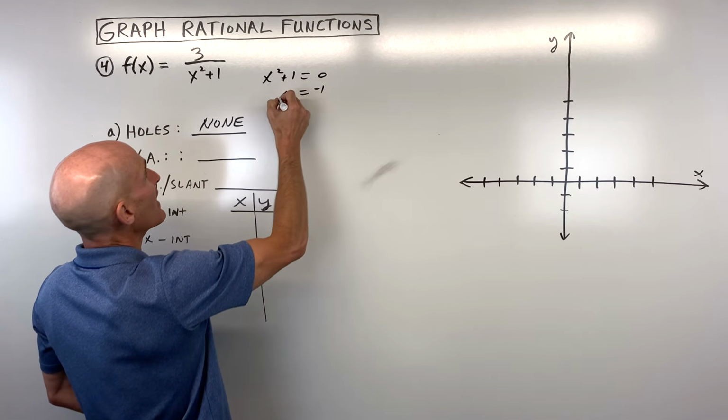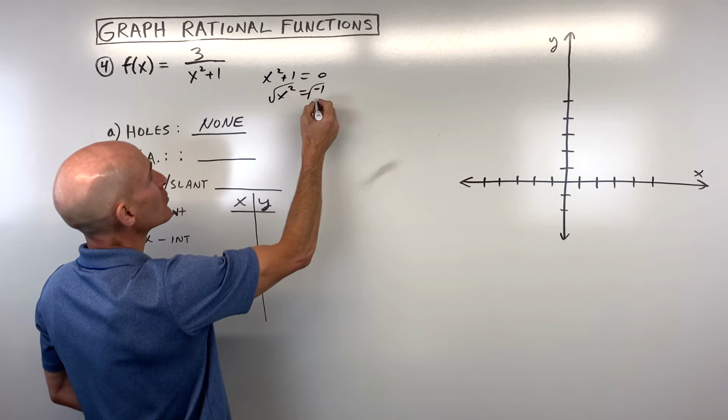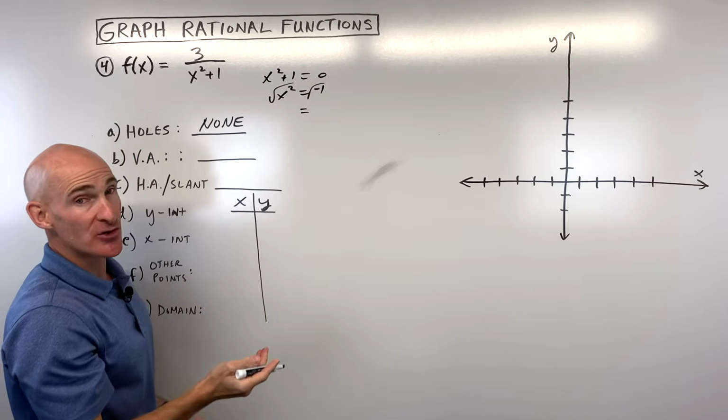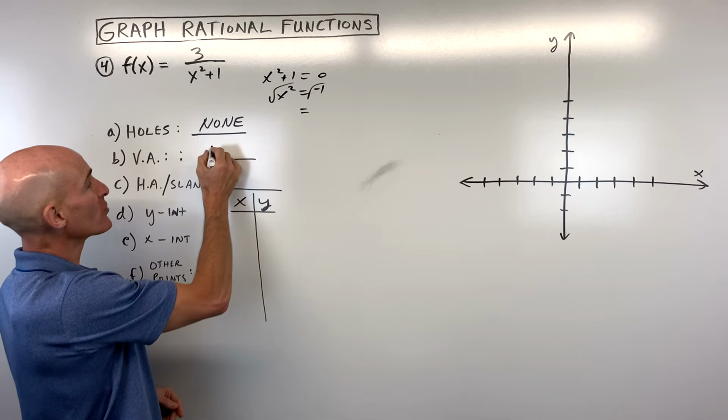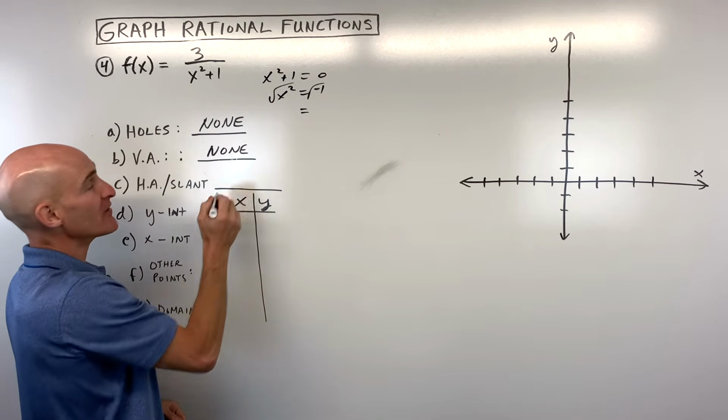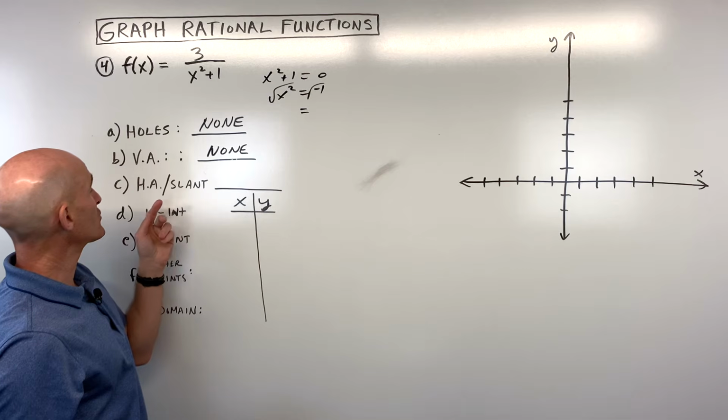Subtract 1 from both sides, take the square root. The square root of a negative number, you get imaginary numbers. So that tells you that there's actually no vertical asymptotes on this graph. So this is a little bit different than the first 3.